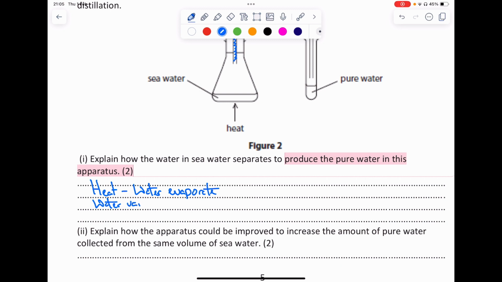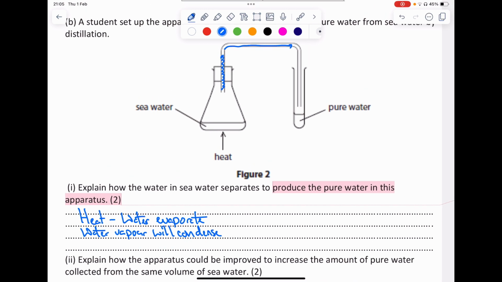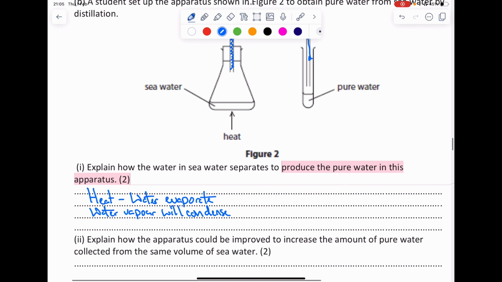So the water vapor will condense. By the time it gets to this point here, we have got liquid water. So we'll put there, to form liquid water, and that's how.